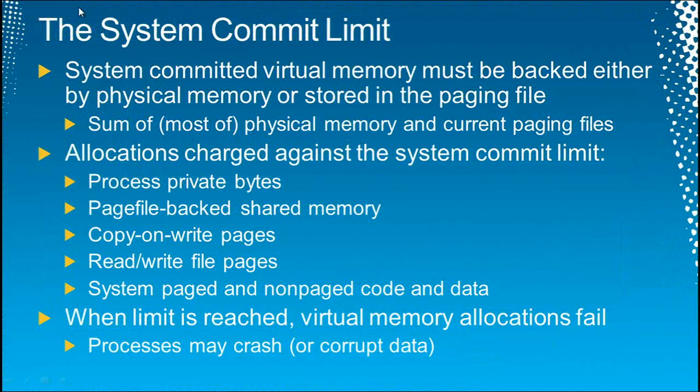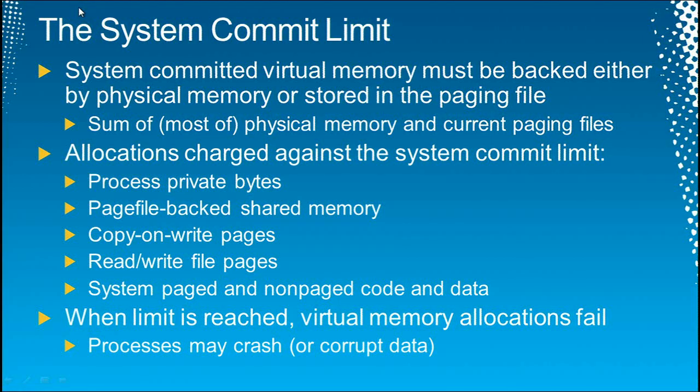So everything we've talked about up until now has been process-committed memory. But process-committed memory has a relationship with the system commit, or the system commit limit, or system commit charge. What is the system commit charge? Well, some types of virtual memory are counted towards something called the system commit limit. It's system committed virtual memory. That type of memory has to be backed by either RAM or the paging file.